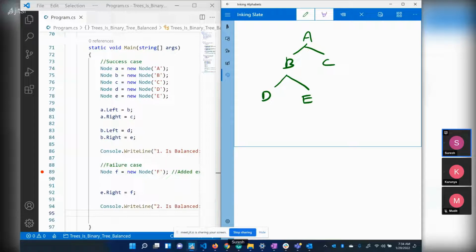Now tell me, is this balanced or not? By just looking at it, did you guys remember the definition? Yeah, it is balanced, right? Because if you look at the heights, on the left side the height is 3: 1, 2, 3. The max height is 3, on the right side 2, which is 1 less. So the difference is 1. So it's still balanced.